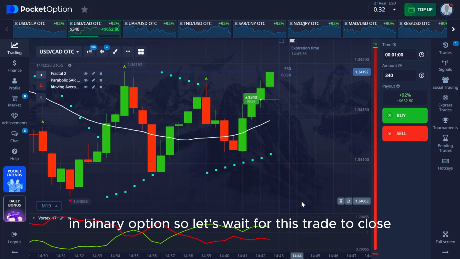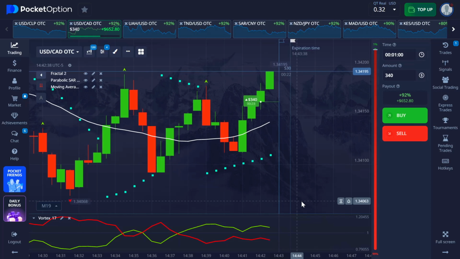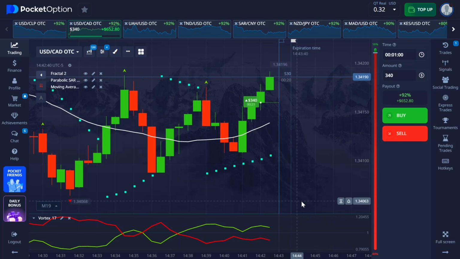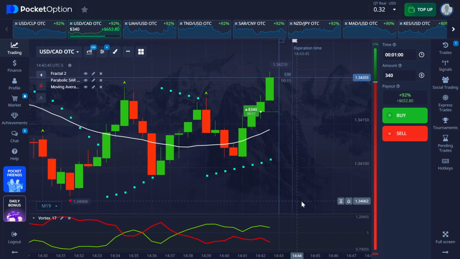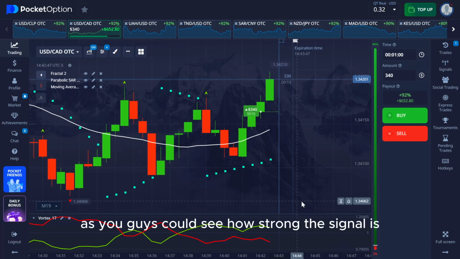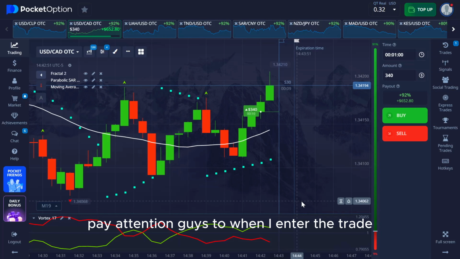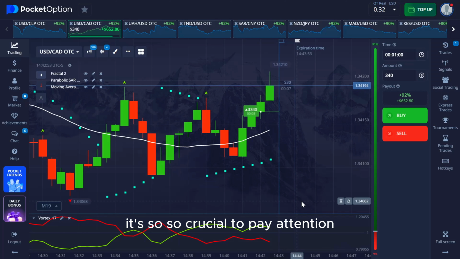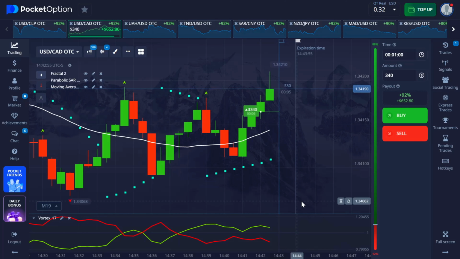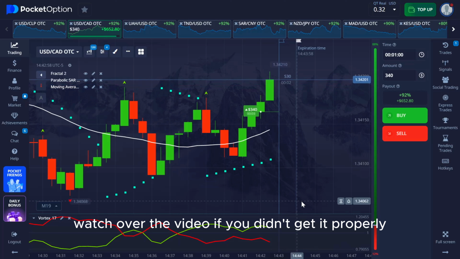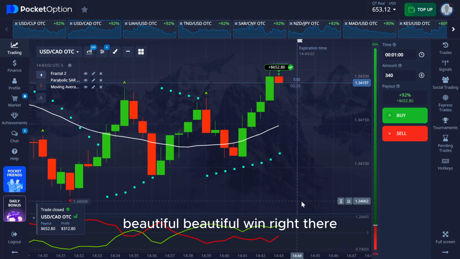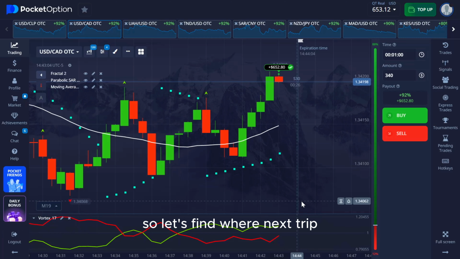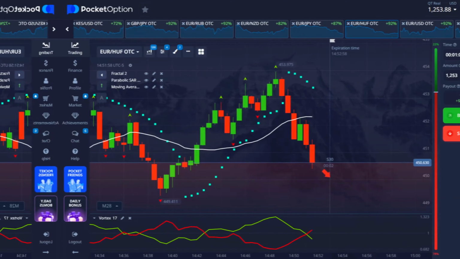So let's wait for this trade to close. As you guys could see how strong the signal is, pay attention, guys, to when I enter the trade. It's so, so crucial to pay attention. Watch over the video if you didn't get it properly. It's that simple. Beautiful, beautiful win right here. So let's find our next trade.